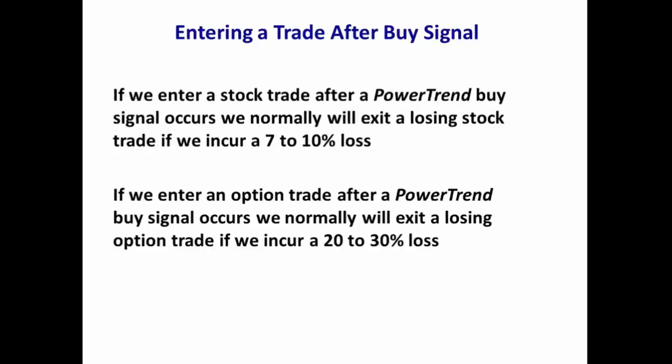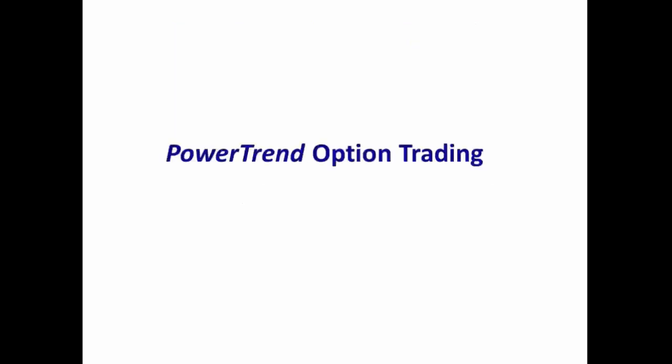So if we enter a stock trade after a PowerTrend buy signal occurs, then we'll normally exit a losing stock trade if we incur a 7 to 10% loss. And if we enter an option trade after the PowerTrend buy signal already occurs, then we will normally exit a losing option trade if we incur a 20 to 30% loss. So we will enter a trade after the buy signal occurs if we follow our protective stop guidelines.